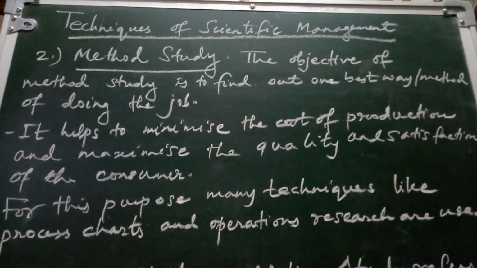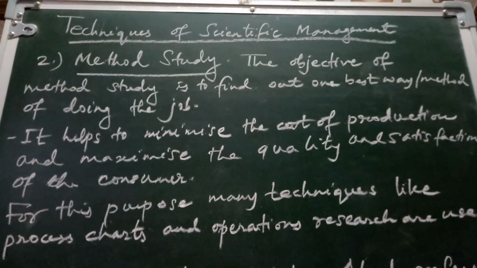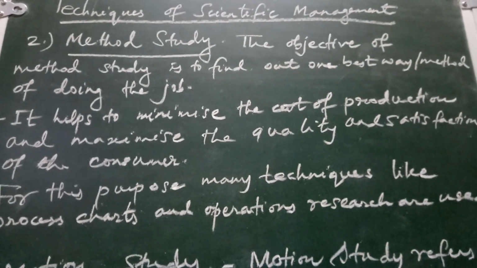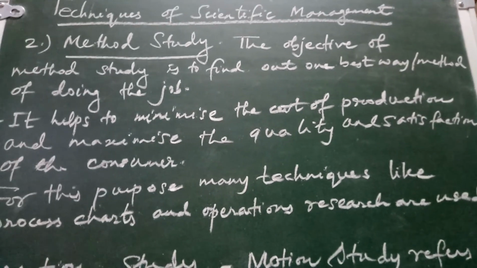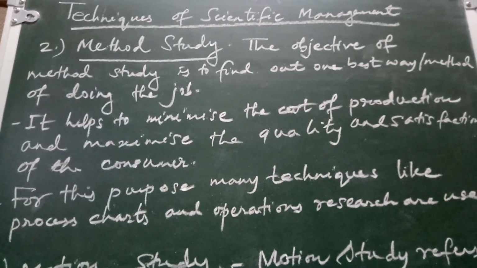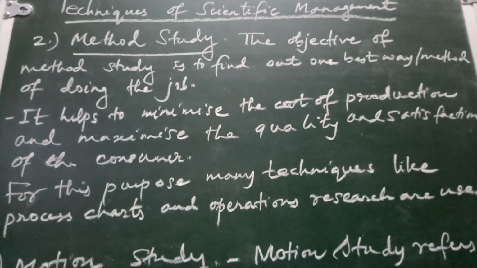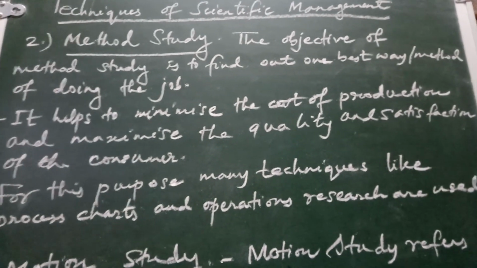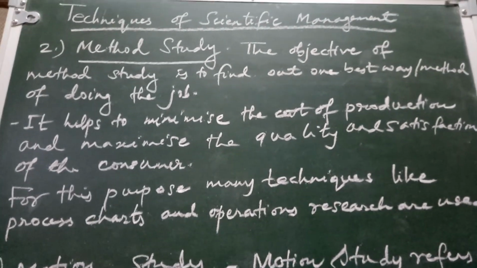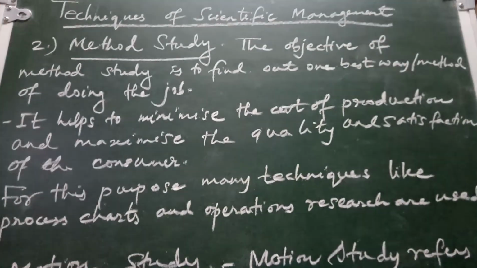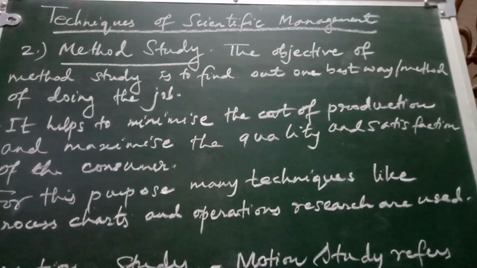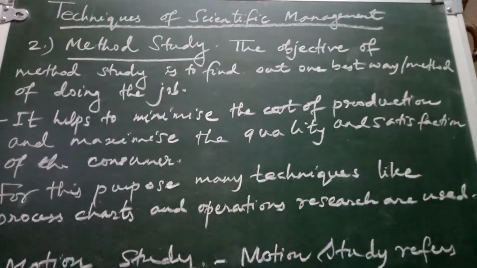The next technique of scientific management is method study. The object of method study is to find out one best way or method of doing the job. It helps to minimize the cost of production and maximize the quality and satisfaction of the consumer. For this purpose, many techniques like process chart and operations research are used.